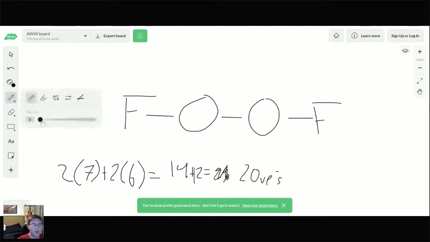So now is where we start talking about electronegativity. Where are we going to assign electrons first to complete octets? Which element?